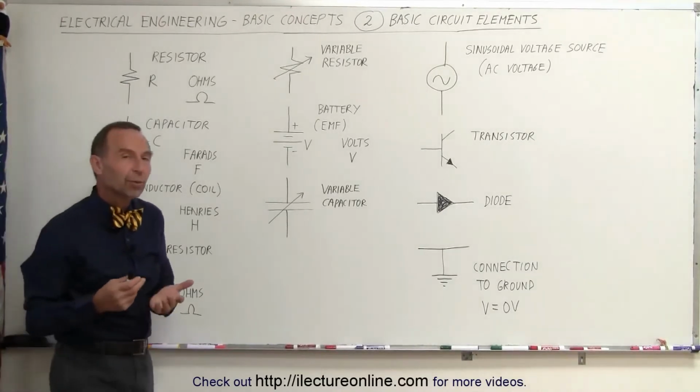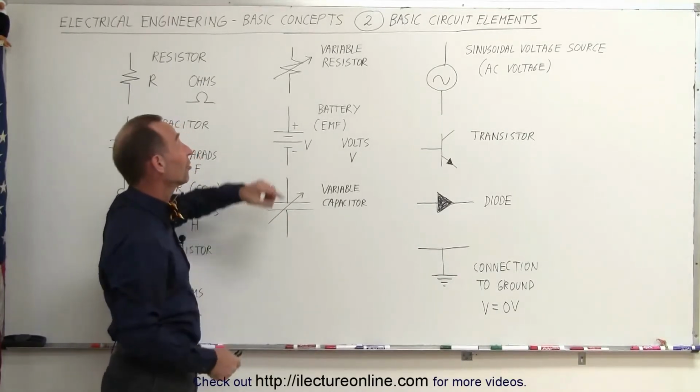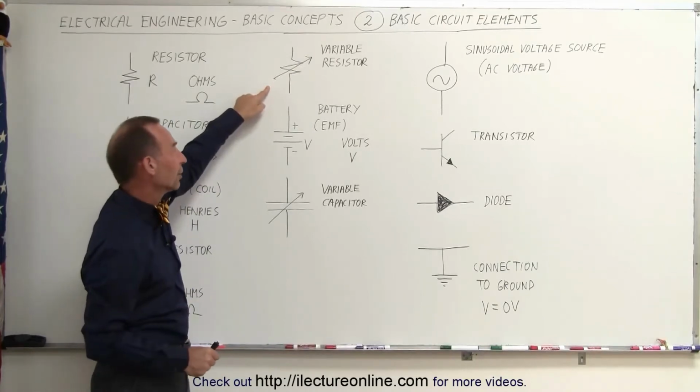Sometimes we have what we call variable resistors. Resistors that we can vary, so we can vary the resistance of the resistor. We draw a little arrow through that indicates that the resistor can be changed in value.